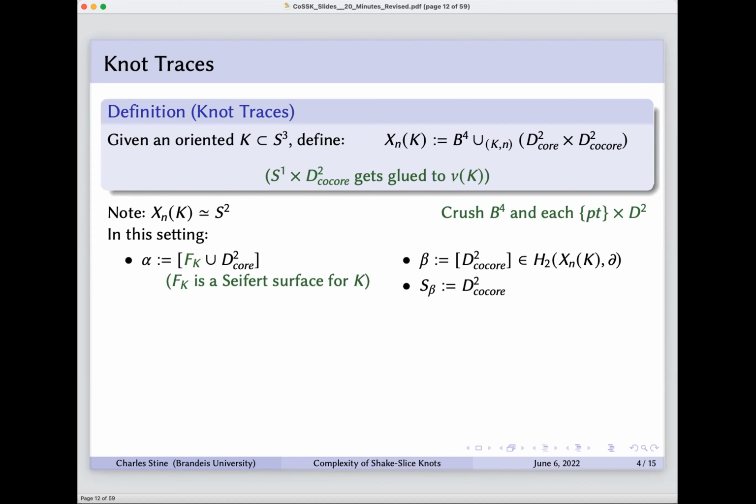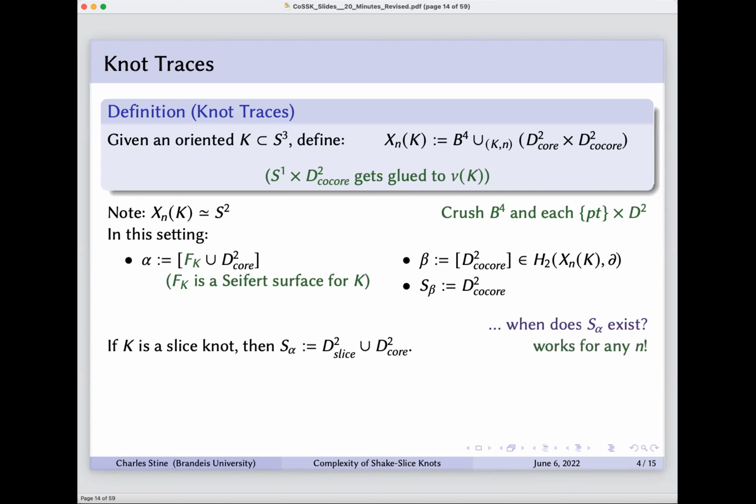So a natural question to ask is, when can we find a better surface to represent alpha? Because Seifert surfaces for non-trivial knots are never just disks. So in order to have a positive answer to question 1, we need some condition on our knots.